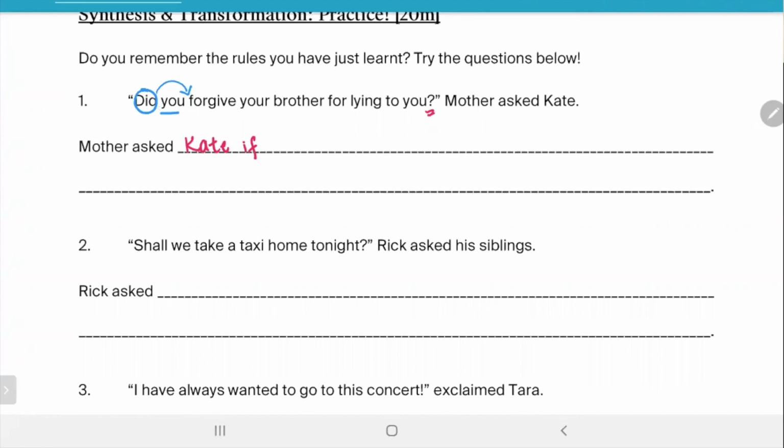So had forgiven. So here, had forgiven, you need to shift it to the back. You need to change you, your, you. Therefore, your answer will be if Kate is a girl, right? If she had forgiven her brother for lying to her. Okay? All right.